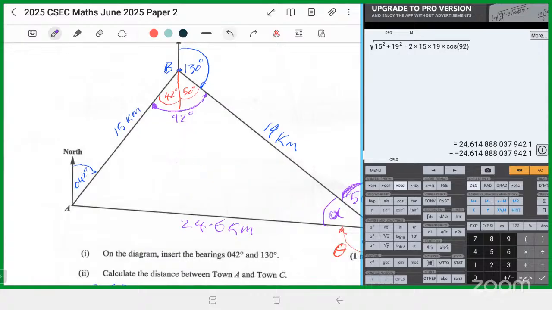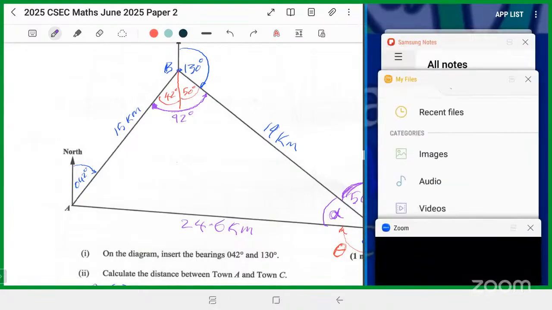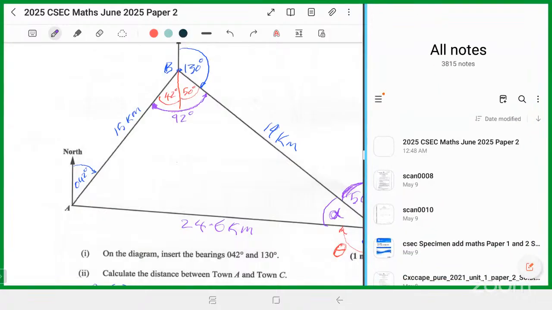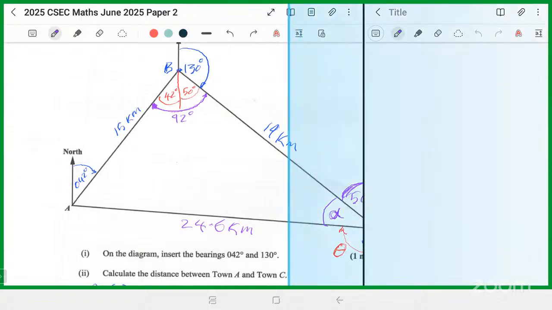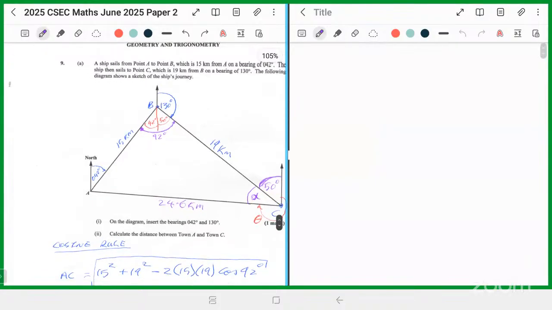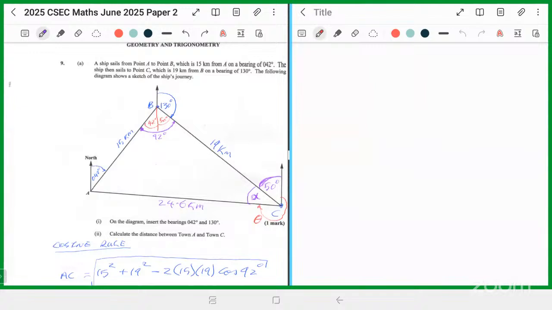So it's going to be sine of alpha. Let me do it on the right side of the screen and then copy it over. The bearing angle is theta.